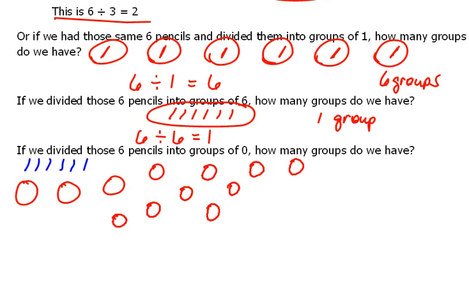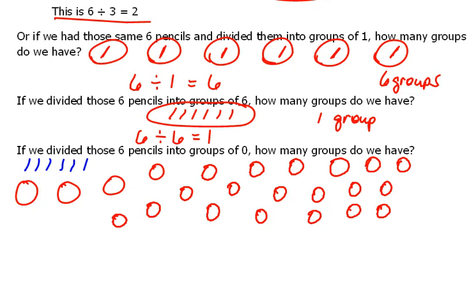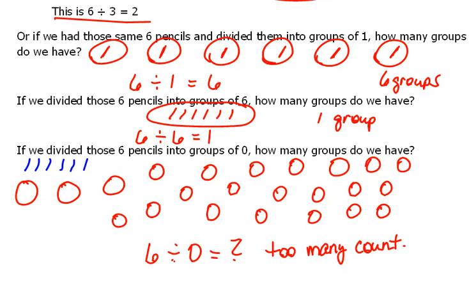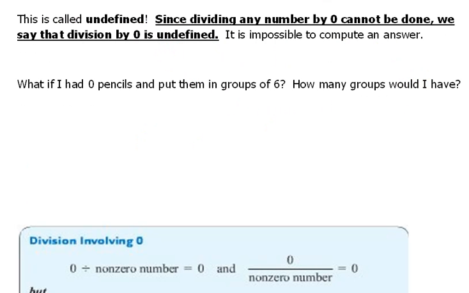I could keep drawing groups of 0 pencils until we are old and gray, and we will still have those 6 pencils left. There's no way that we can really talk about how to do this. This division says 6 divided by 0 is how many groups? Well, it's entirely too many to count. We don't have any way of really discussing that because it's actually too many. This is called undefined. Very important concept.